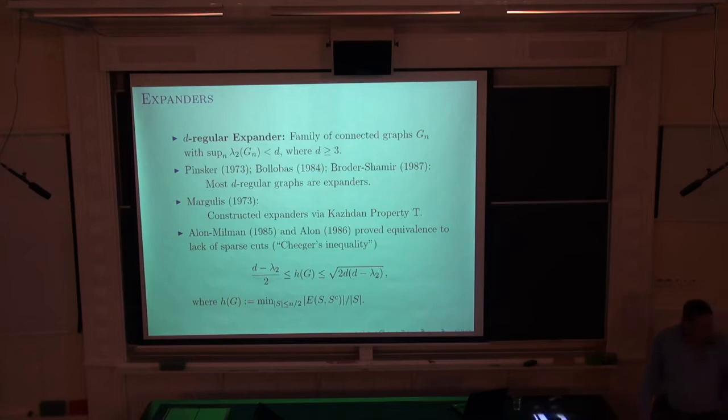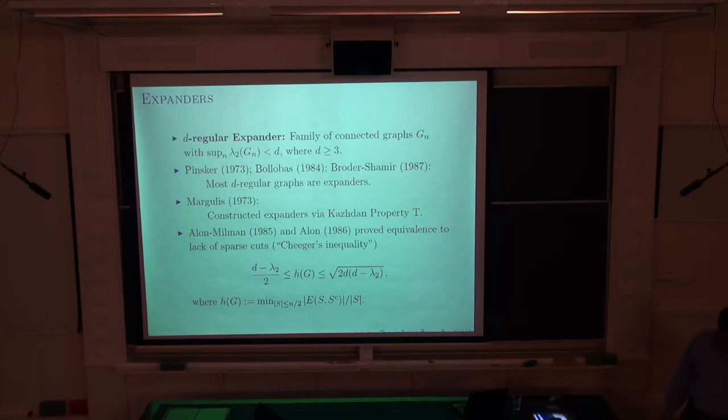It's not really a property of one graph, but of a sequence of graphs. We say it's an expander family if the supremum of these second eigenvalues along the family is less than d. The first constructions were random. For instance, Pinsker showed that if you create a bipartite graph by putting n vertices on the left, n vertices on the right, and taking 3 random permutations, then the union of these permutations gives you a 3-regular bipartite graph, which is an expander with high probability as n tends to infinity.